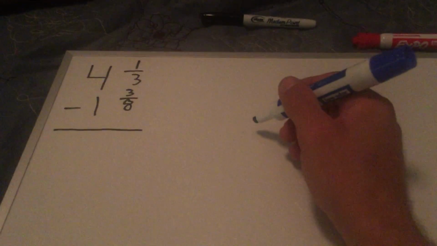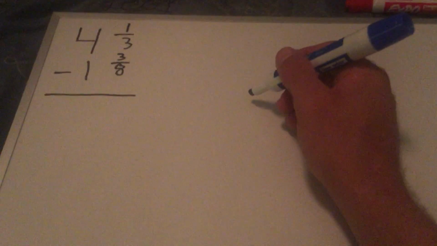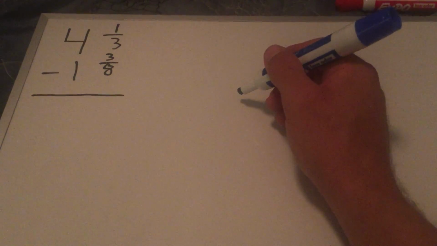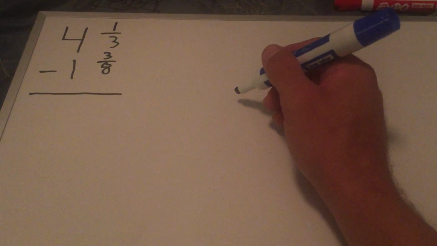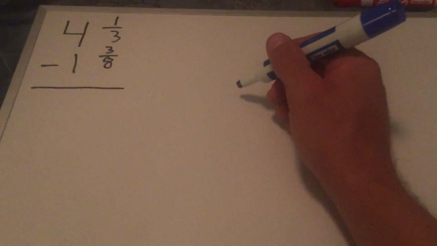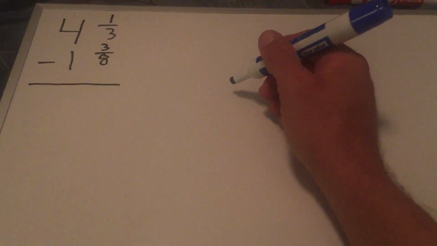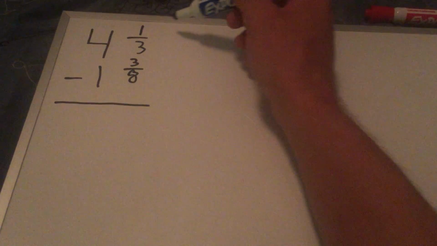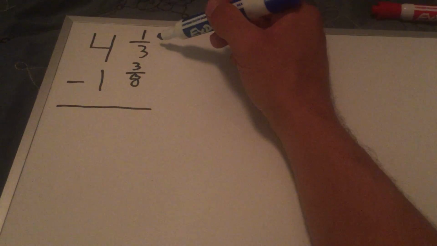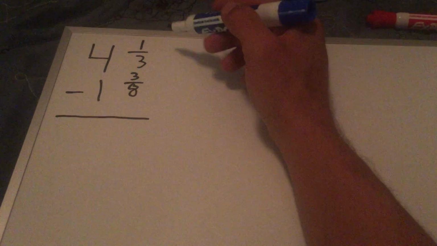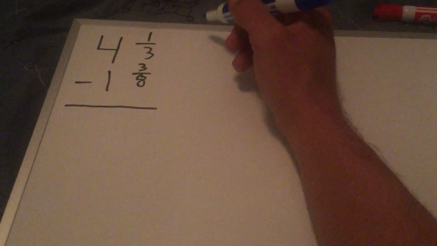Okay, I'm going to go over subtracting with mixed fractions and also borrowing with fractions. Let's say you've got this number here, 4 and 1/3 minus 1 and 3/8. The first thing we're going to want to do is get these fractions to have what's called a common denominator.